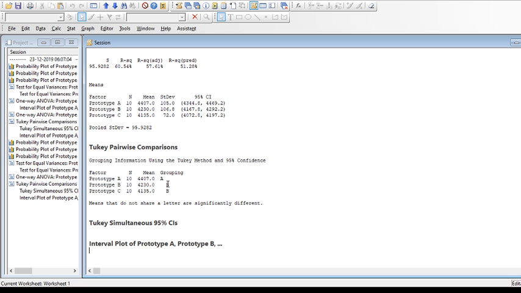So B and B, the letter B used, that means these 2 things are similar. So that's the reason why both of them are in B group. But A group is something which is different from B group. So what is in A group? It is prototype A. So this is how you do the Tukey's comparison as well, right? So this is how we conclude the analysis of variance.